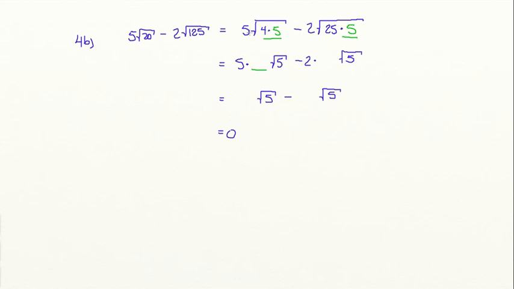5 times, okay, let's see, that 5 stayed. The square root of 4 is 2. Minus 2 times the square root of 25 is 5. Are these like terms? They are. Okay, well, let's simplify in the front first. 5 times 2 is 10. Negative 2 times 5 is negative 10. They are like terms. They're both root 5, square root of 5. 10 minus 10 is 0.